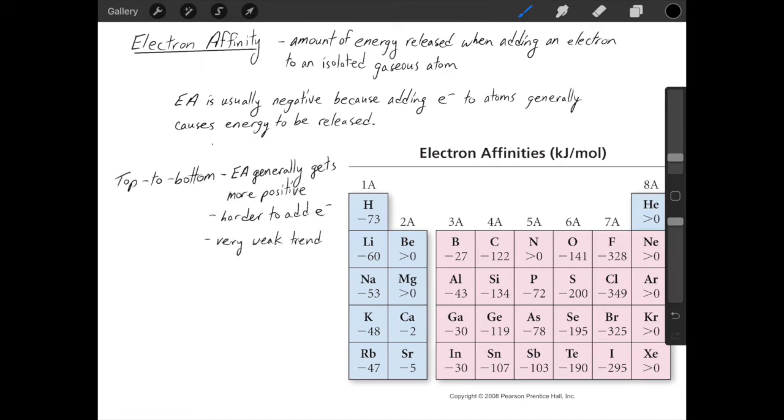The very general top to bottom trend in electron affinities is that electron affinities tend to get more positive towards the bottom of the periodic table, but this is a very weak trend, even more so than the left to right trend.